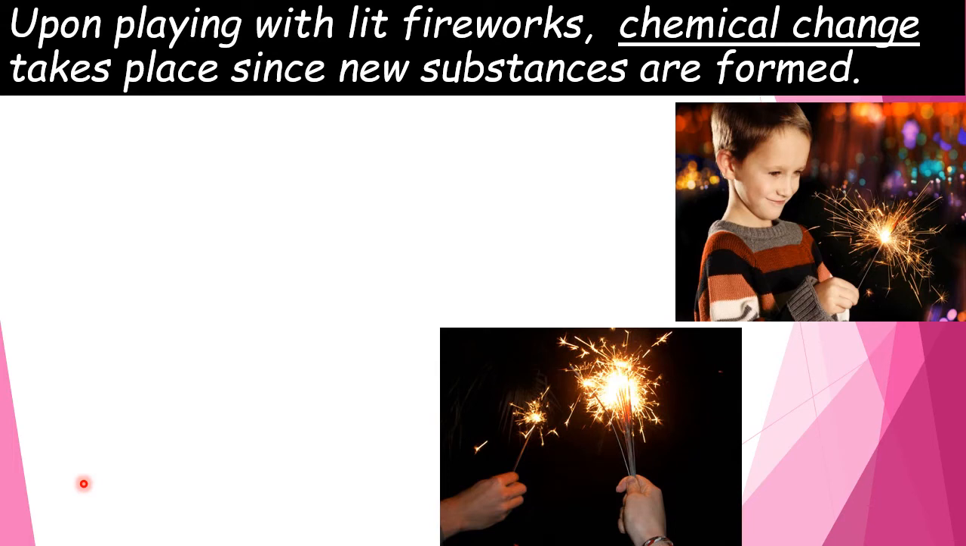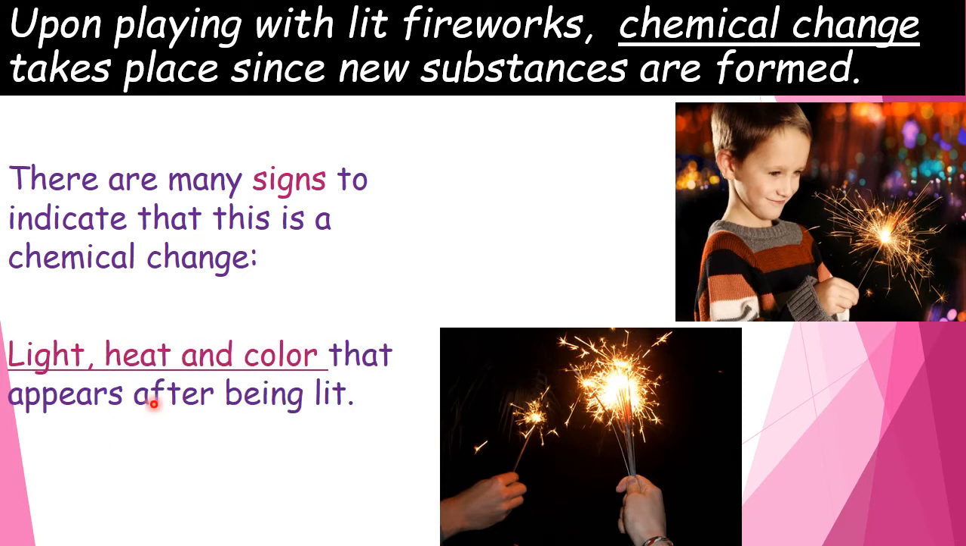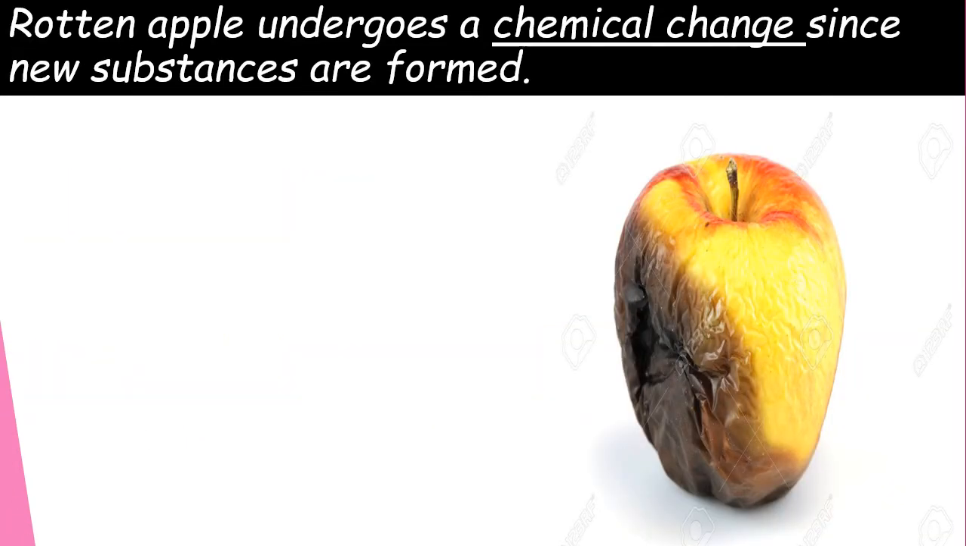Playing with fireworks, a chemical change takes place since new substances are formed. There are many signs to indicate that this is a chemical change: light, heat, and color, as we are seeing light and release of heat and change in color that appears after being lit. Here, this apple undergoes a chemical change. Why? Since new substances are formed. What are the signs? The signs are odor, the smell, and change in color.